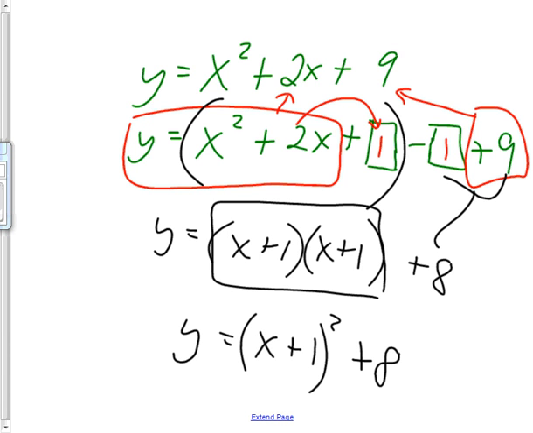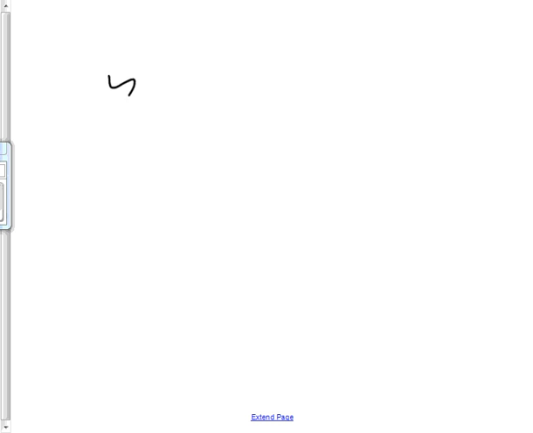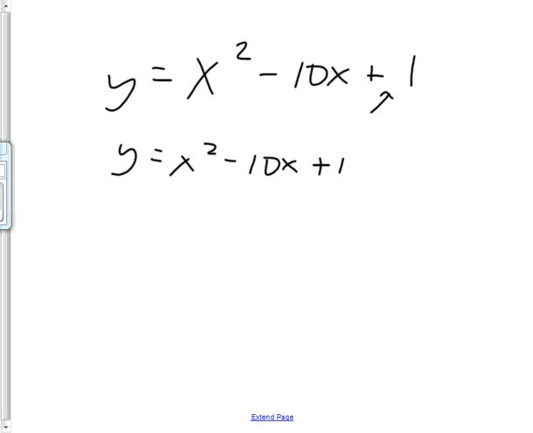Okay. Here we go. Next one. Y equals x squared minus 10x plus 1. Write that down. Then squeeze in a plus box, minus box right here. X squared minus 10x plus a box, minus a box, then plus 1. Half and square. Half of negative 10 is negative 5. Square it is 25.